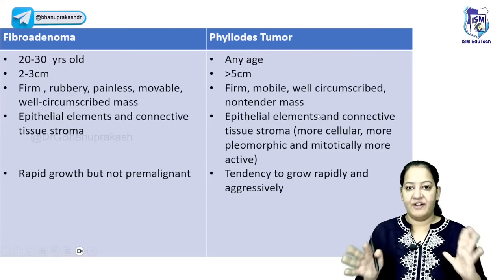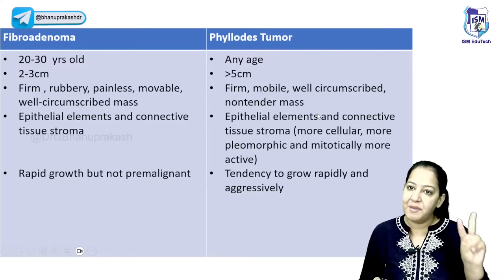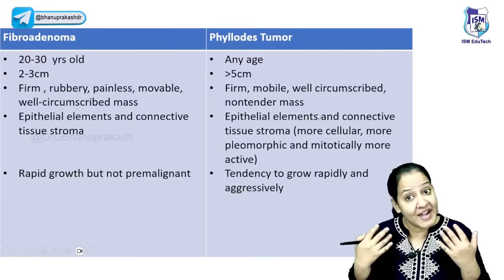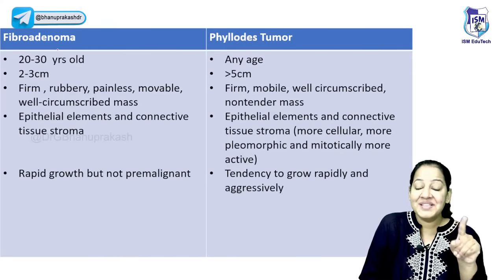So we are done, finally landing with two types of stromal tumors of the breast. These are the benign tumors. Now I will be coming to the main breast cancer. When we say breast cancer, I mean adenocarcinoma of the breast. I will be starting that. But before that, we have to finish this. Okay, so these are the benign tumors.